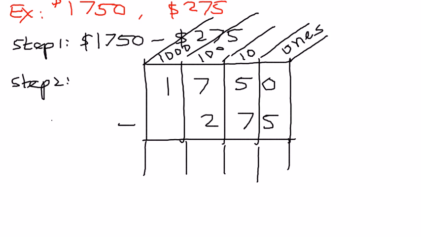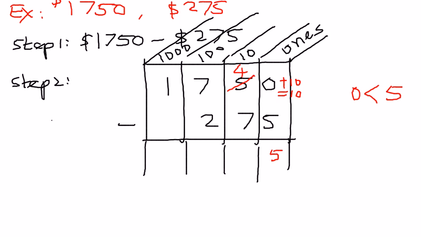So we're going to look at the ones column and then say 0 is less than 5. Therefore, we're going to borrow from the next place. In the tens place, we have a 5 in the first row. We're going to subtract 1 from 5, which makes it equal to 4, and therefore we're going to add 10 to the ones place, and this makes it equal to 10. So now 10 is larger than 5 in the ones place, so therefore 10 minus 5 is equal to 5.